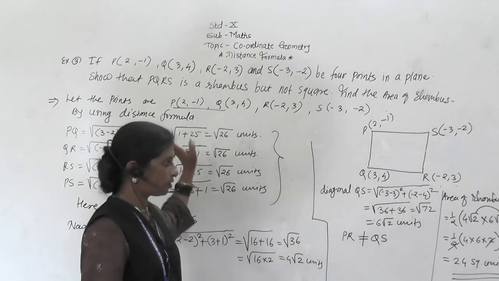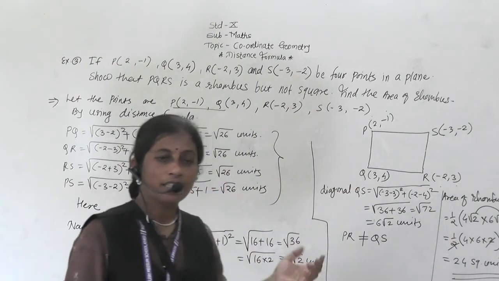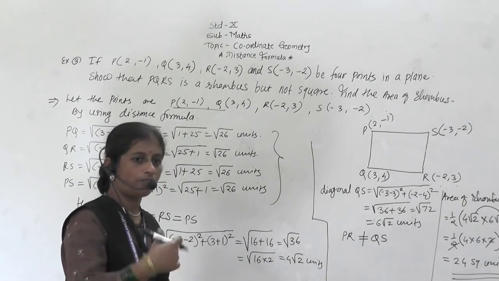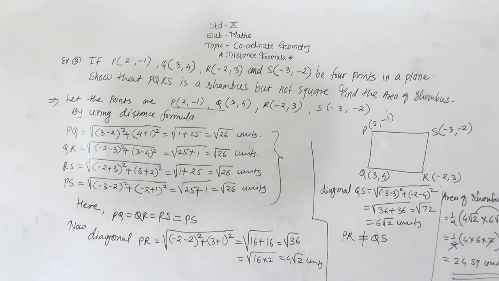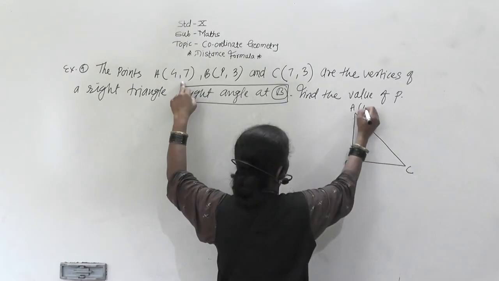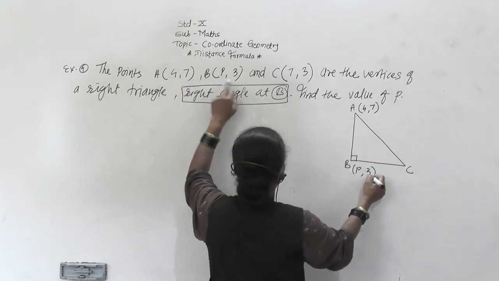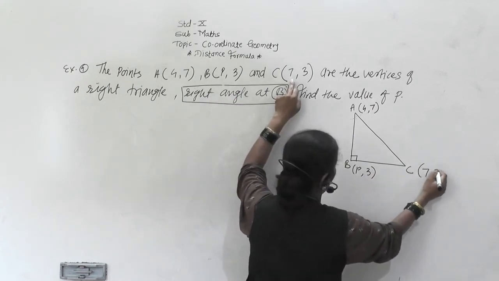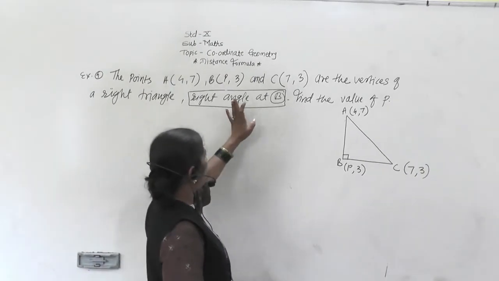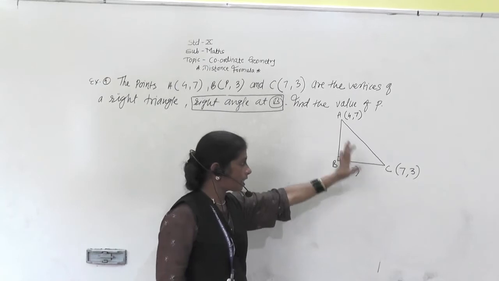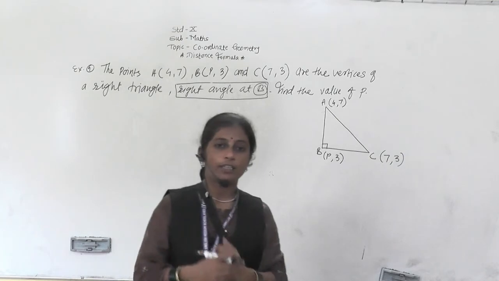So here we just have to follow the properties of the given figure, and this way we solve the example. Now afterwards we will see the next example. A, 4, 7, B, 3 and C, 7, 3. Correct? Now we have to see whether these points are the vertices of a right-angled triangle. In this example only we have to find the value of B.